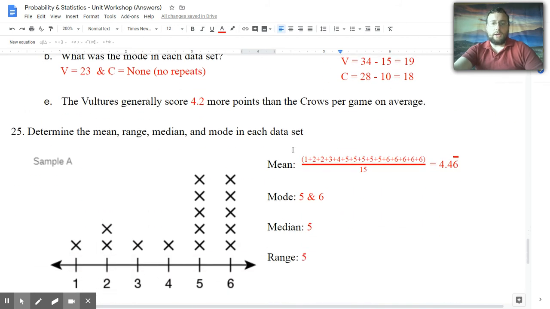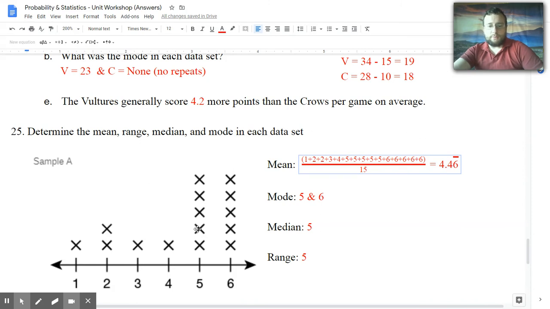So here we go. We have the solutions. We have the mean, you've got to list all the numbers. So 1 once, 2 twice, 3 once, 4 once. Then you've got 5 5s, 1, 2, 3, 4, 5, 1, 3, 5, 5 6s. And when you do all of that and divide by the number of numbers, which is 15 of them, you get a mean of 4.46 repeating.